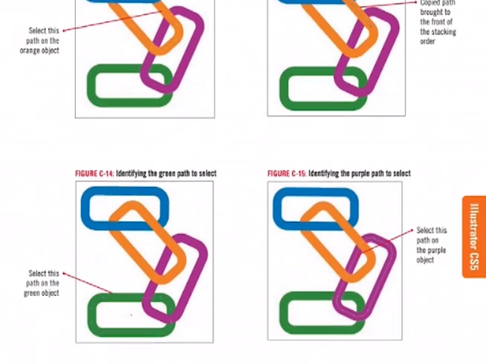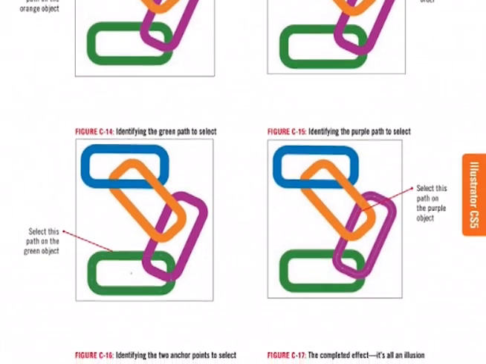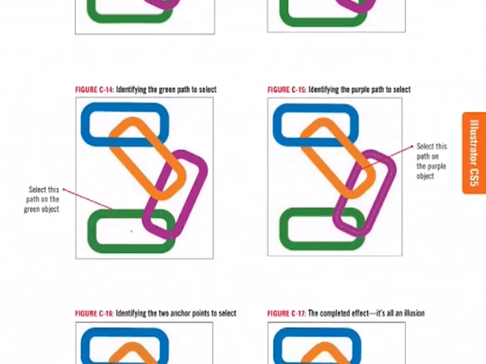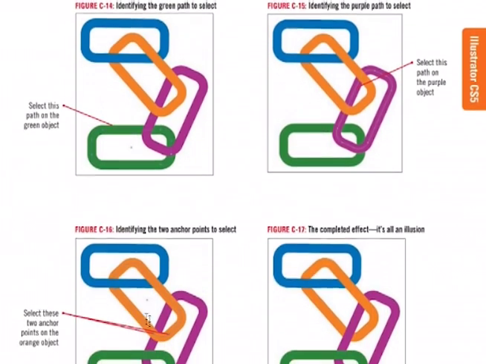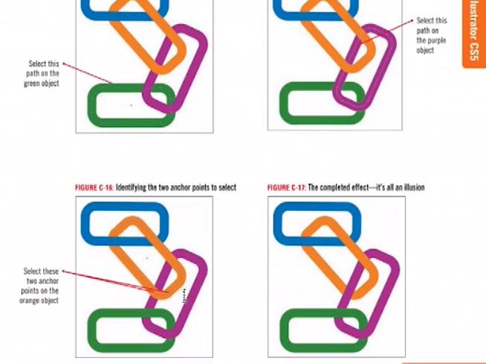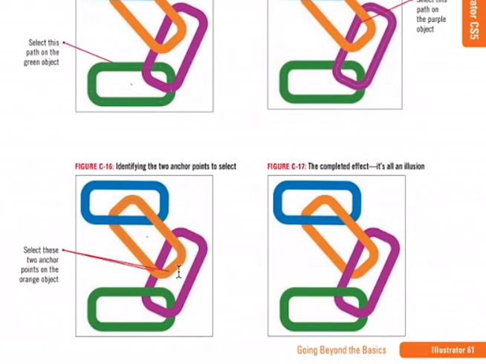So we're going to create one of these rounded rectangle shapes, and then we're going to duplicate the shape, rotate it a little bit, and then the end result is going to look like these chain links are connected. How do we get this, or how do we achieve these results?